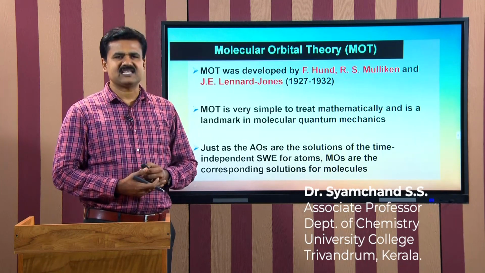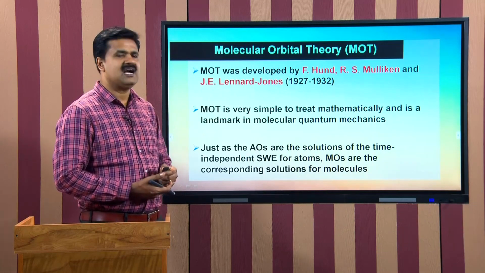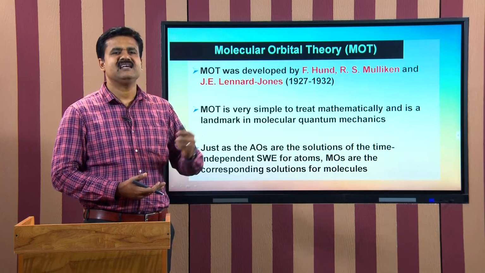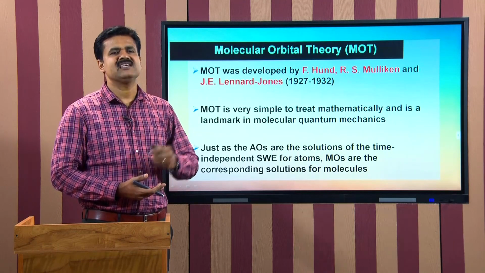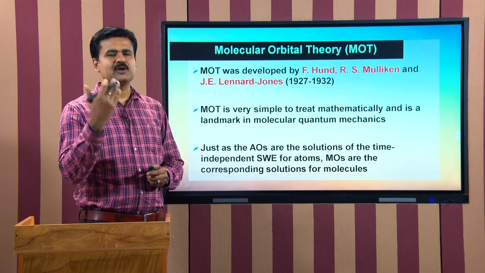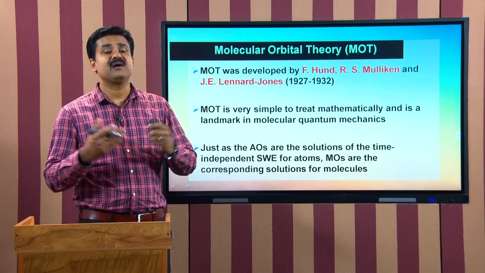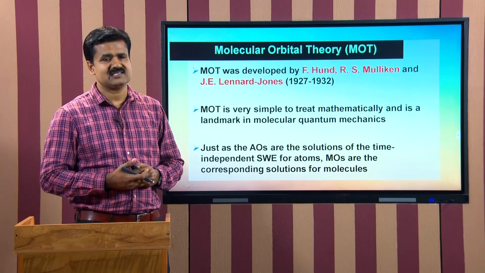The molecular orbital theory was developed by F. Hund, R. S. Mulliken and J. E. Lennard-Jones in the years between 1927 and 1932. Molecular orbital theory is very simple to treat mathematically and it is a landmark in molecular quantum mechanics.